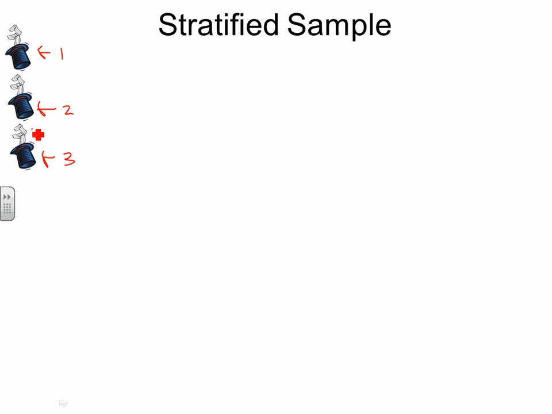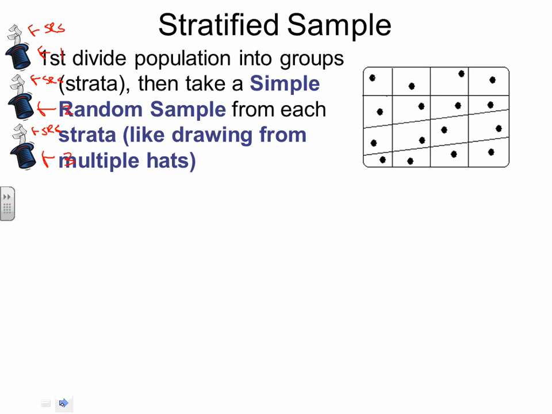And what we'll do is we'll take a simple random sample from each of these groups, and we'll combine those to create our statistics and to do our analysis. So this is what stratified sampling is. You'll first divide the population into groups, which are called strata. You'll take a simple random sample from each of the groups.